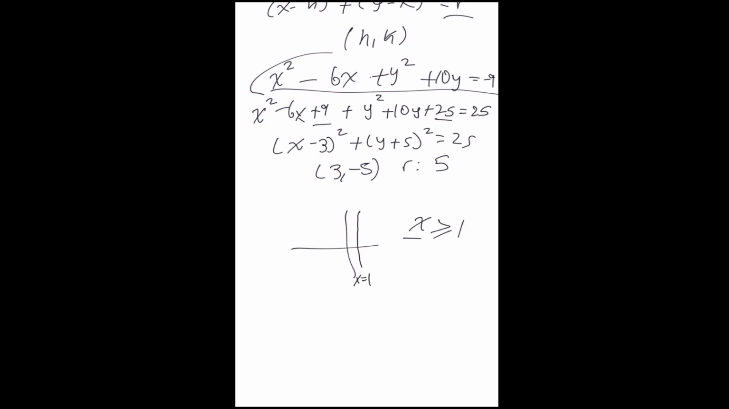Say this is x equals 1, then it's going to look like this, right? All the values that are greater than 1 for the x-axis. So any point in this region is going to have an x value that's greater than or equal to 1, which is exactly what we want to show. All right.